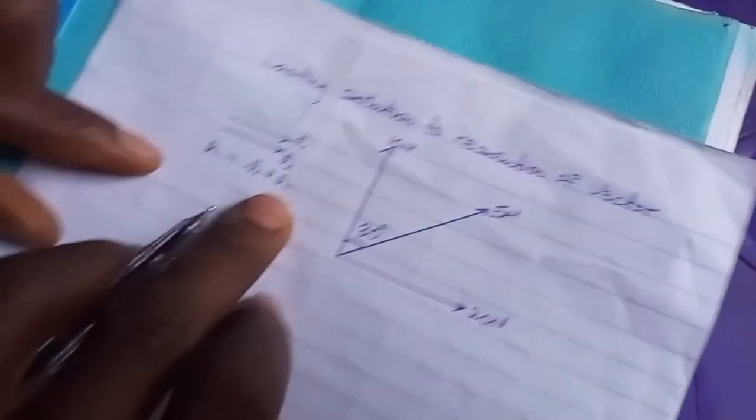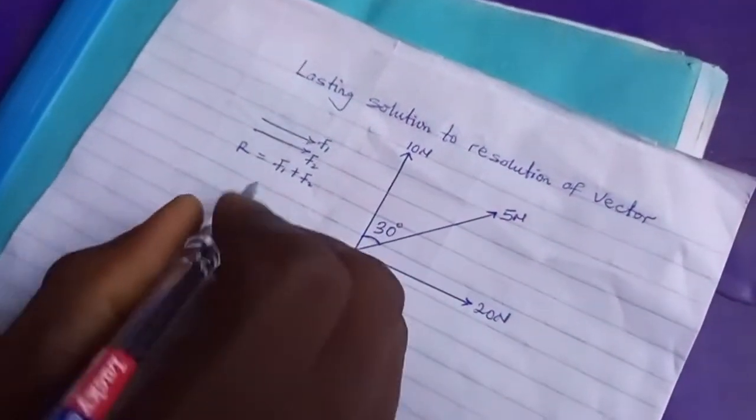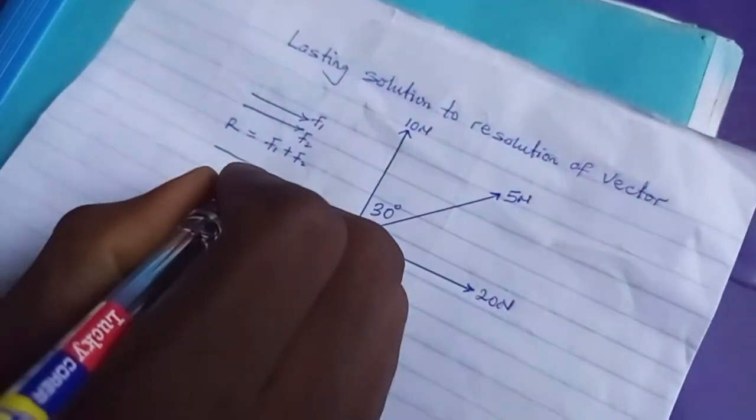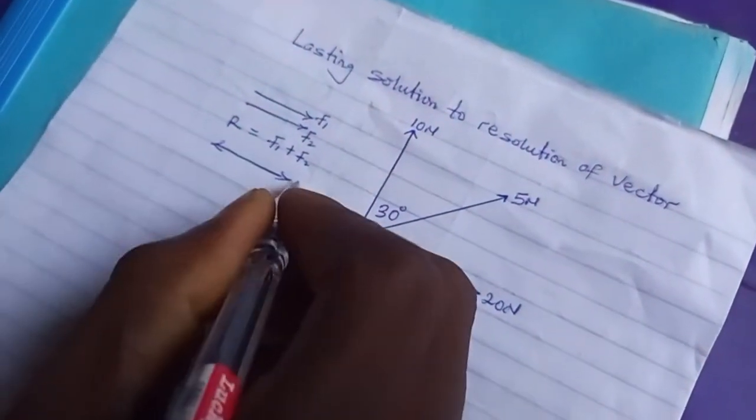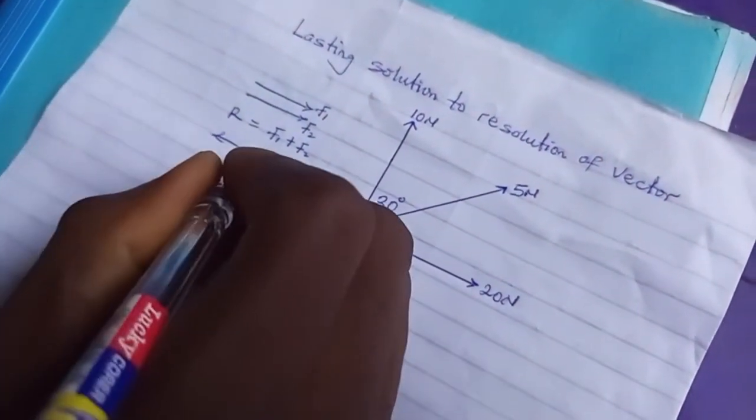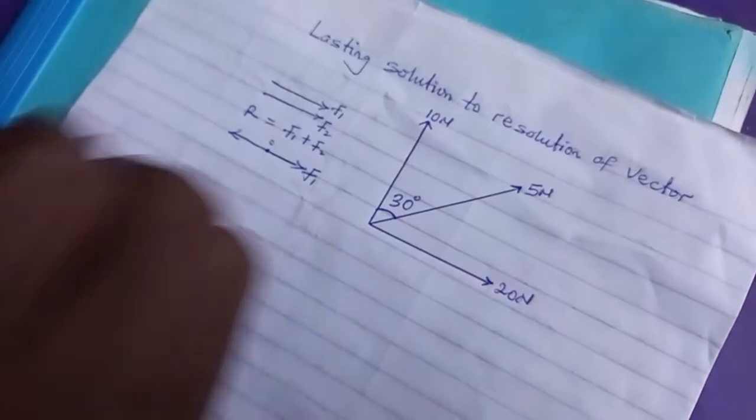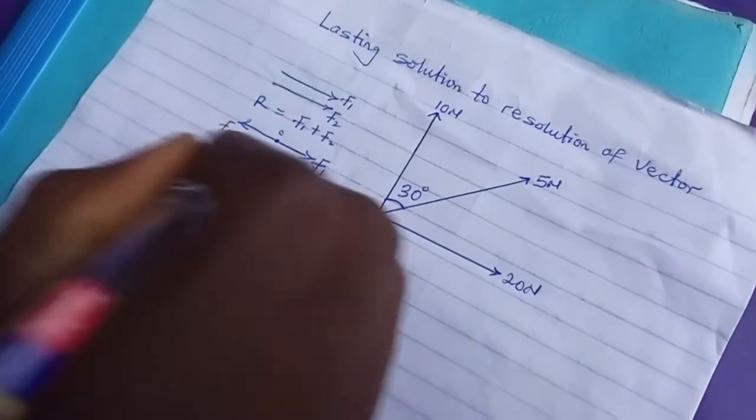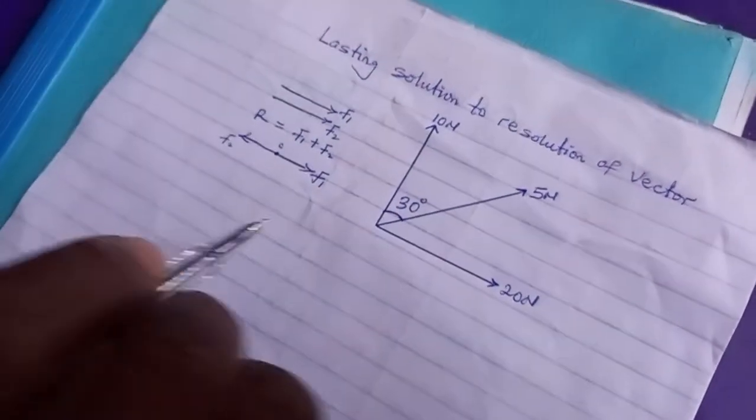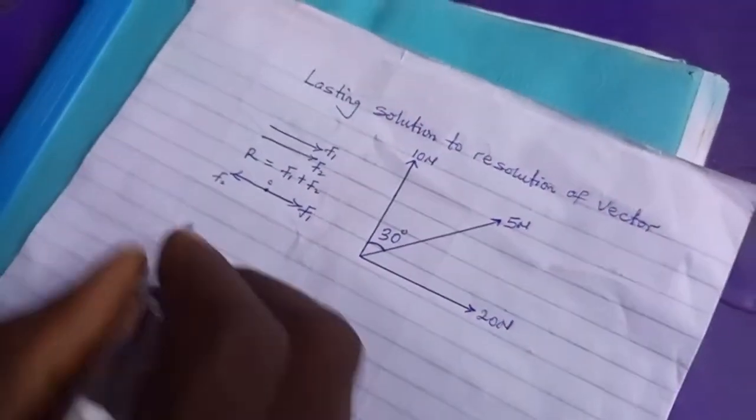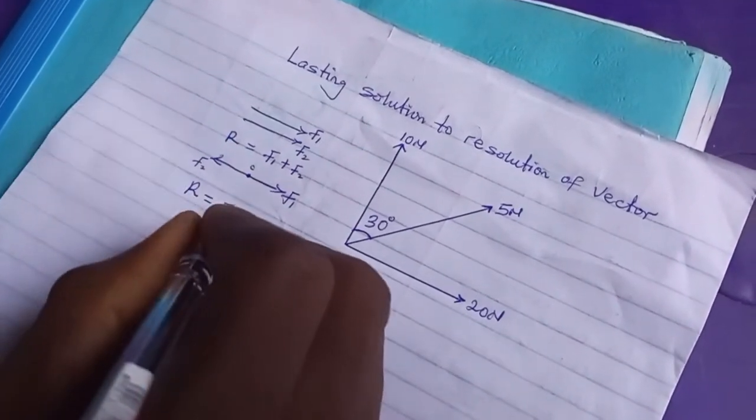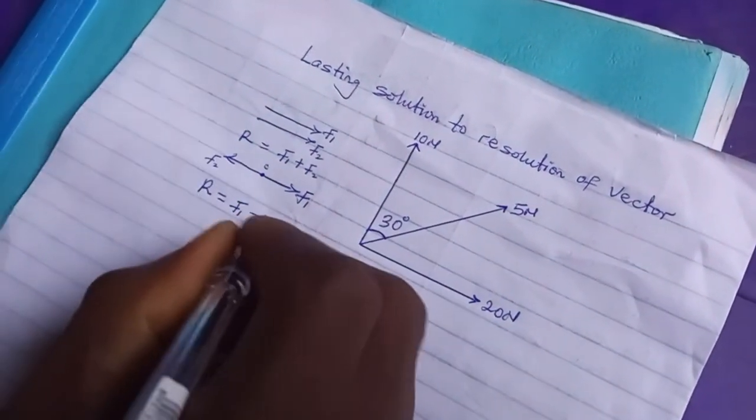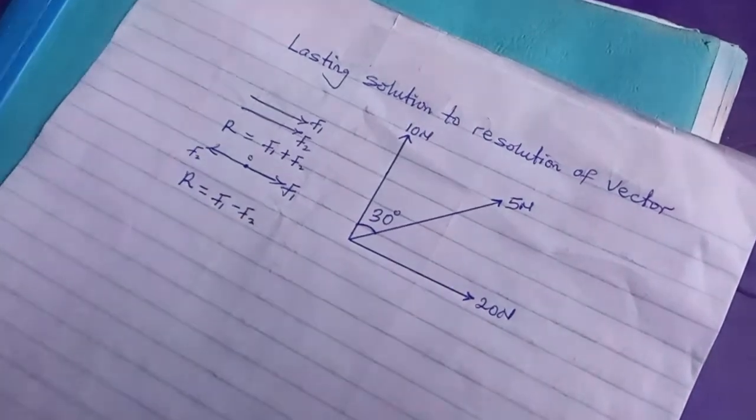If the two of them are acting in opposite directions, that is, we have F1 acting at point O, and we also have F2 acting at this same point but in the opposite direction, our resultant vector is equal to F1 minus F2.